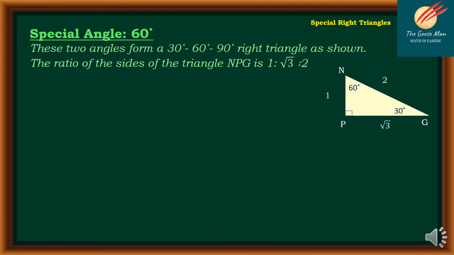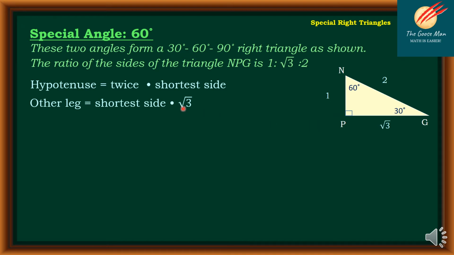This time, let's move on to the special angle of 60 degrees. Take note that the ratio of the sides of the triangle NPG is 1 is to square root of 3 is to 2. We will consider now the angle N, which is equal to 60 degrees. Take note that the hypotenuse is twice the shortest side, so the shortest side is equal to NP, while the other leg is equal to the shortest side times the square root of 3.